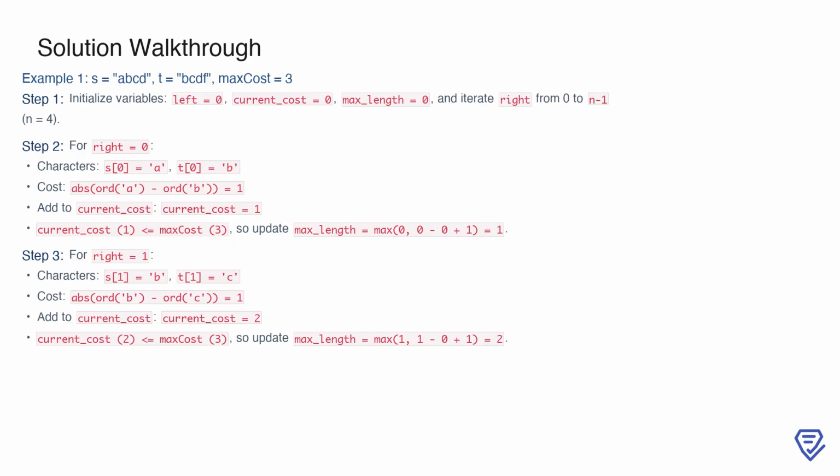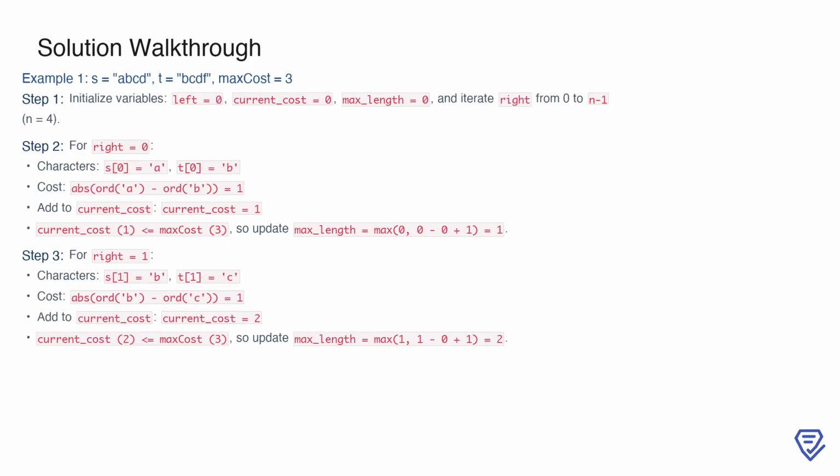For right equal to 0, the characters are A in S and B in T. The cost of this transformation is the absolute difference between their ASCII values, which is 1. We add this cost to current_cost, making it 1. Since current_cost is less than or equal to max cost, we calculate the length of the current substring as right minus left plus 1, which is 1, and update max_length to 1.